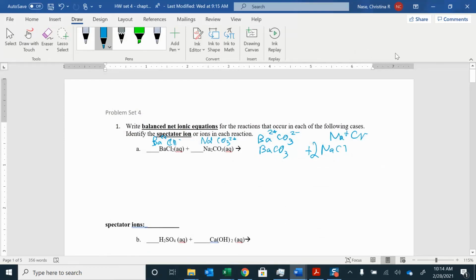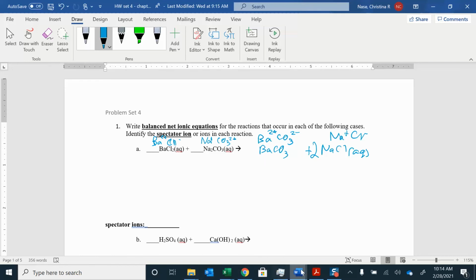Okay, so looking at my products, I've got barium carbonate and I've got sodium chloride. So right away, I just told you about sodium, right? Sodium's on the always soluble list. So this guy is going to be aqueous. Chlorides are usually soluble, except with silver, lead, and mercury, but sodium's not one of the exceptions. So sodium is always soluble. Whenever you see sodium, just make that aqueous. Unless you have sodium metal, which is in the single replacement reactions, we can look at that.